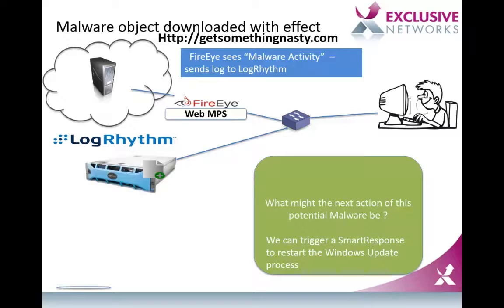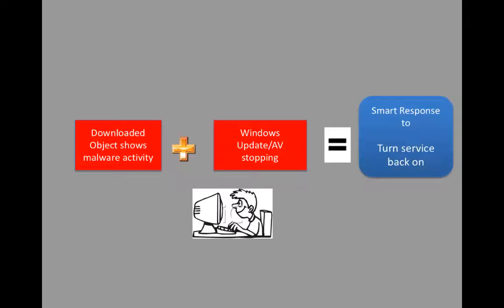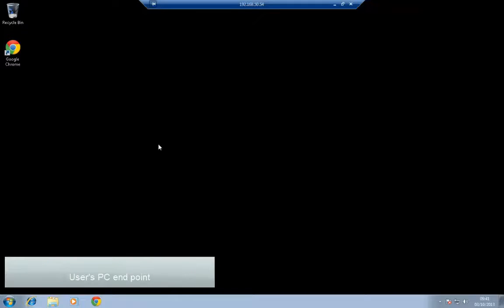So having seen the malware event followed by a key process on one of our systems being stopped, we can cause a smart response, which is, in our case, to restart the affected process, Windows Update. But that could equally have been an antivirus tool or any other key process. So let's look at that in action on our user's PC.